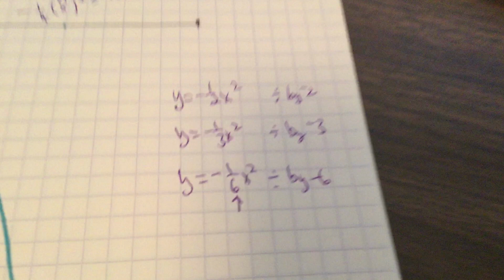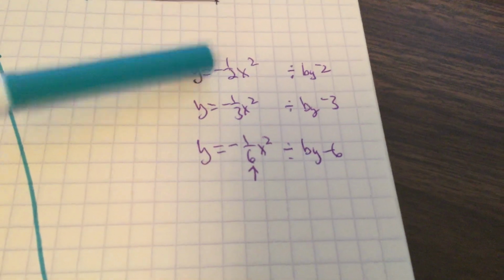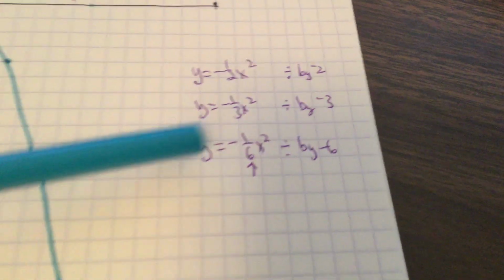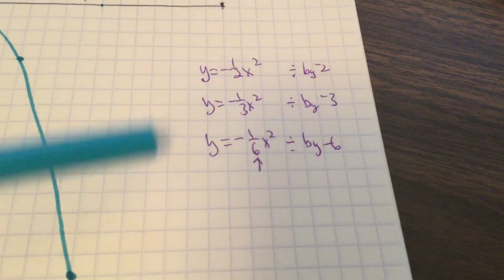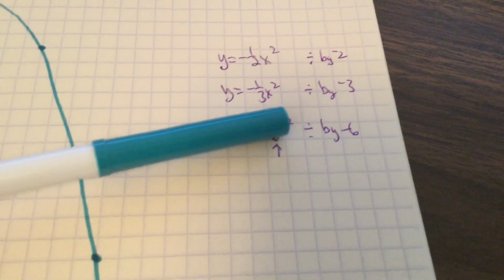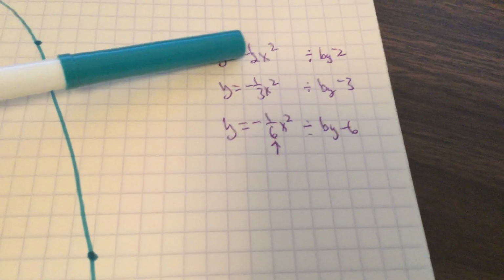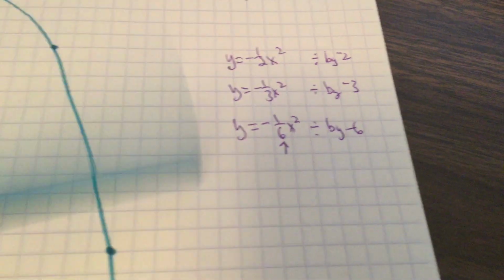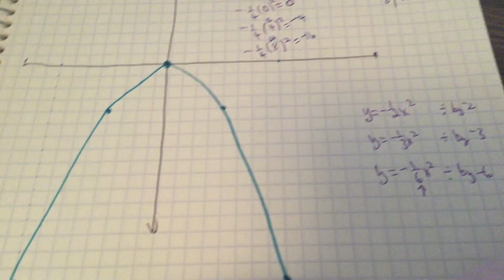And then if you get other quadratics, remember negative 1/2 divided by negative 2, negative 1/3 divided by negative 3, negative 1/6 divided by negative 6. I'm not going to give you this one, but you will see 1/2, 1/3. You will see those in my assignments.